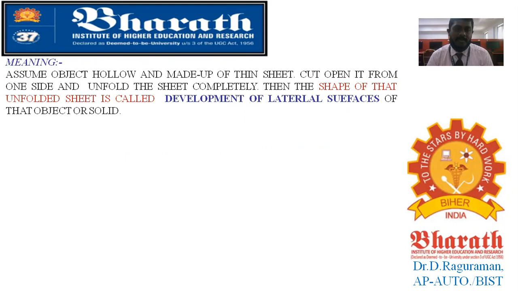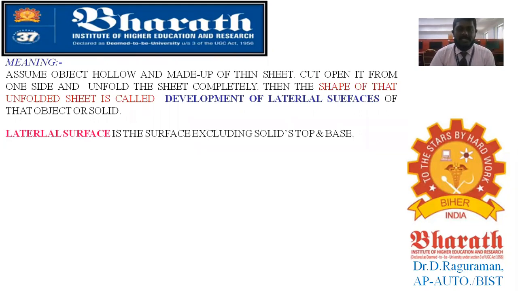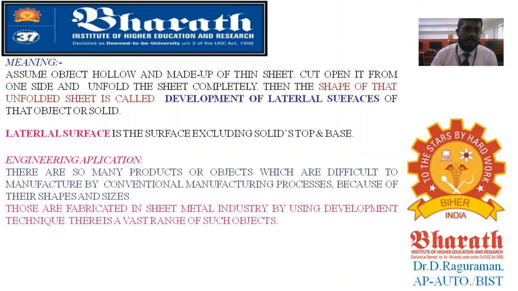Development of surface means the base is also included. A lateral surface means only the unfolded sheet; the lateral surface excludes the base shape. That is, the surface excluding the solid top and base is the lateral surface. An entire development surface means you include the top and base also.